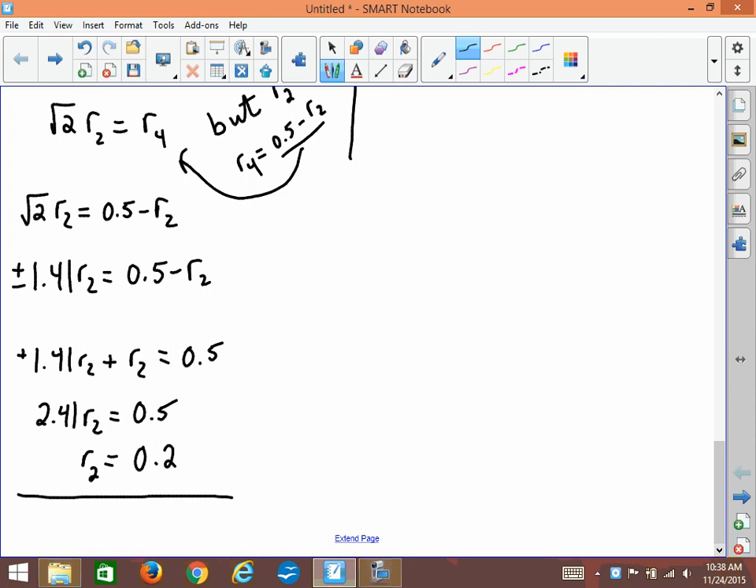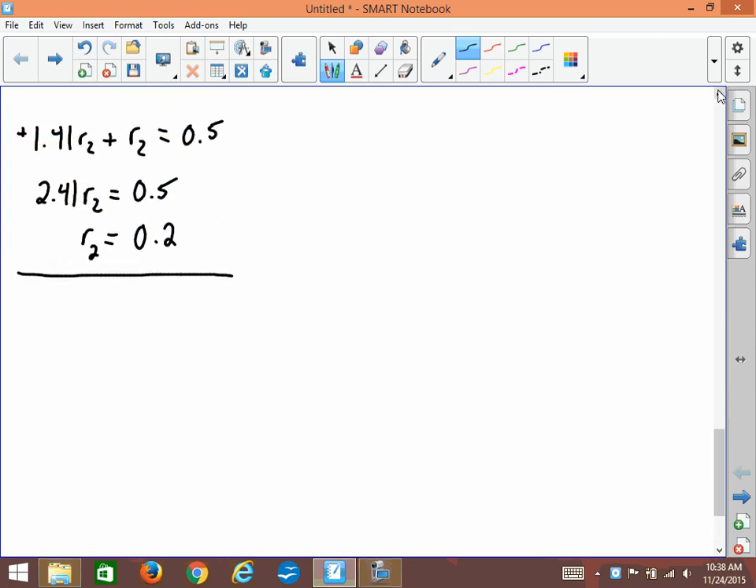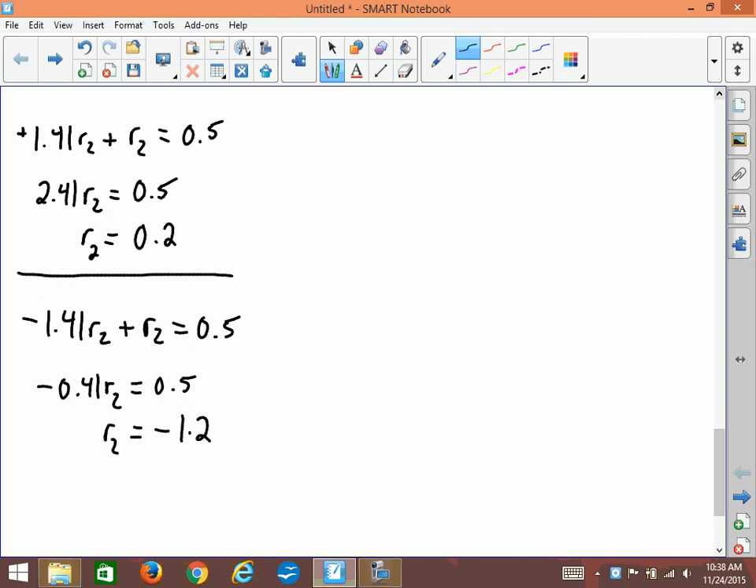Or I have to consider the other option where I'm going to use negative 1.41 R2 because I have two options. And if I consider this option, then when I put everything together here, it's going to be negative 0.41 R2 equals 0.5. And this time, it's 0.5 divided by 0.41. It comes out to R2 equals negative 1.2-ish.